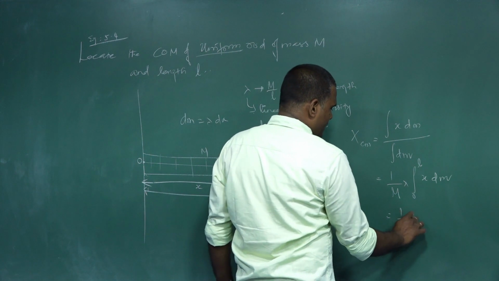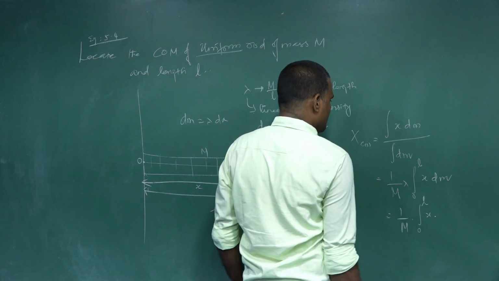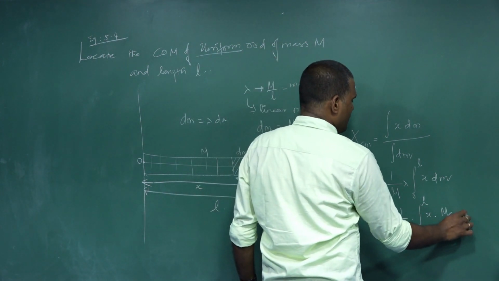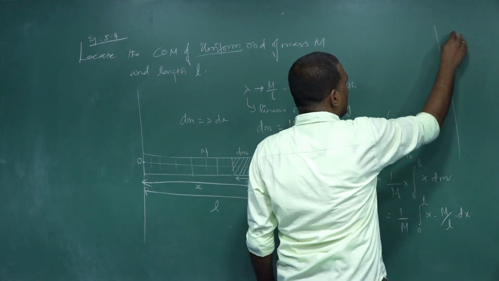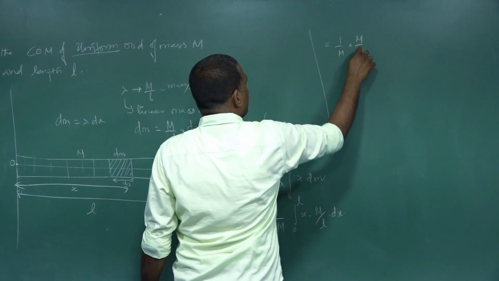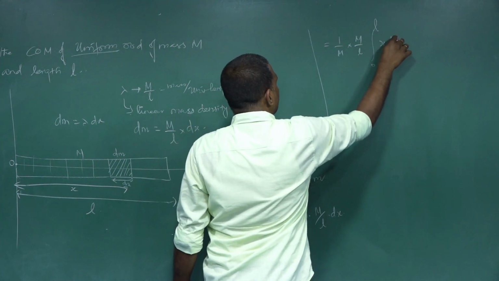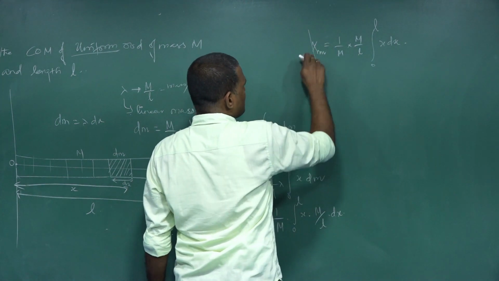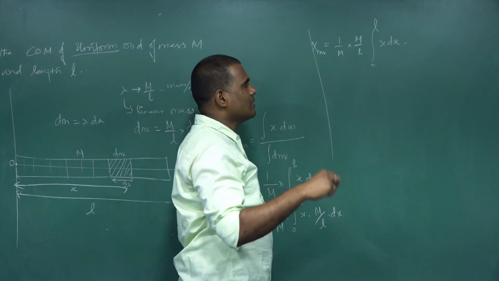So 1 by M is there. Integral 0 to L, x is as it is. What is dm? We saw M by L into dx. M by L can be taken out. So this will be equal to 1 by capital M into M by L into integral 0 to L of x dx. This is the expression for the position of center of mass of a uniform rod of length L.